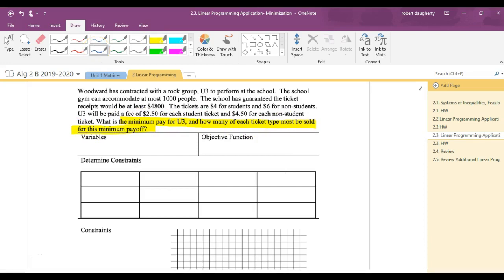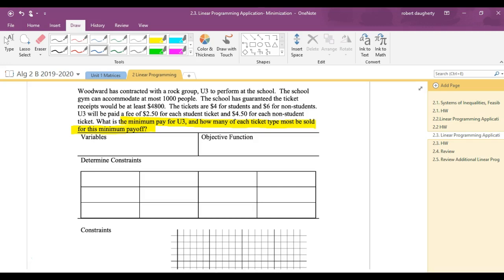What are my variables going to represent? So what are they asking me to find? The minimum amount of pay they get. Minimum pay doesn't tell me my variable. That's what I'm trying to optimize. Which part of that question tells me what my variables are? How many of each type of ticket. Then I go back, well, how many types of tickets are there?